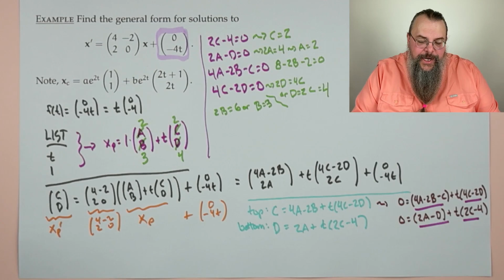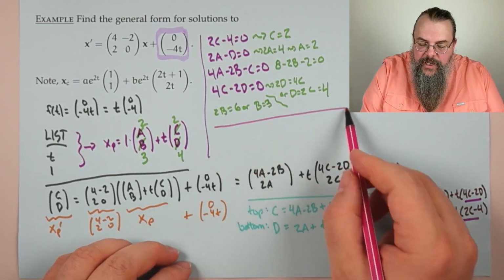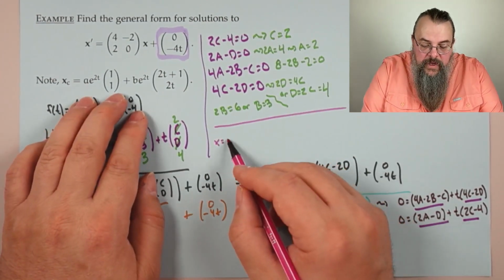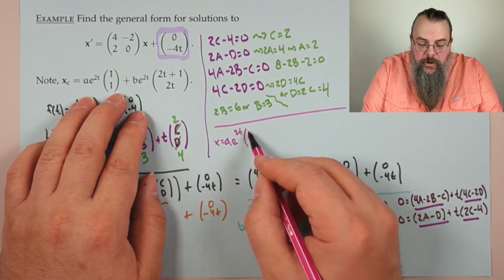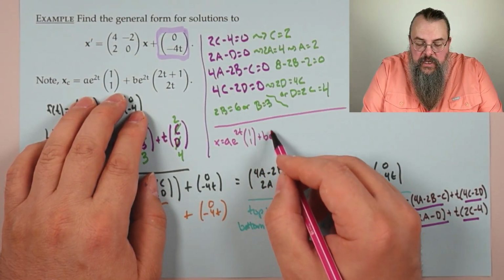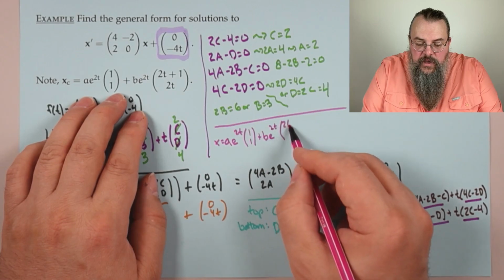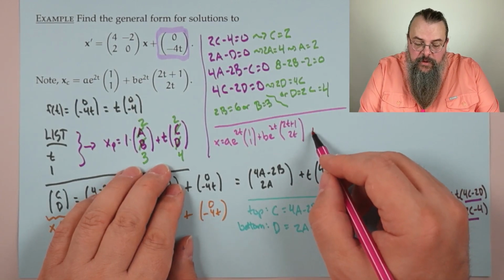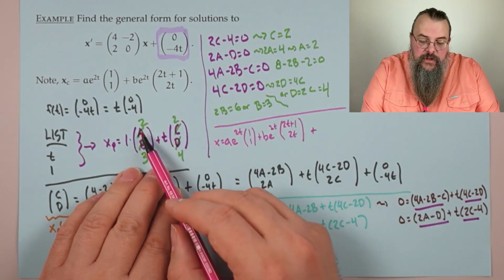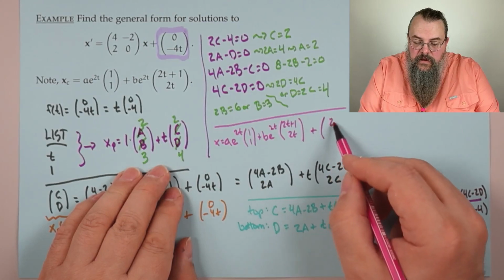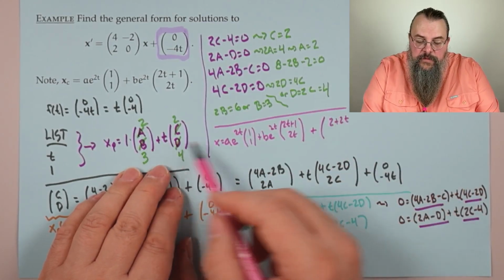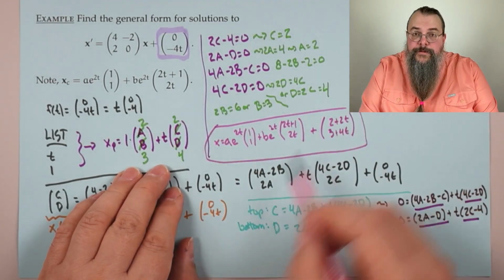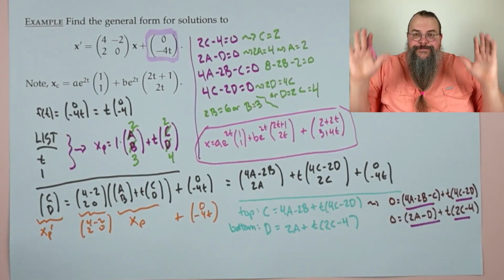Okay, all right, so let's put it all together. So we have that x is equal to our xc, a e to the 2t times (1, 1) plus b e to the 2t times (2t plus 1, 2t), then plus our xp, and we can even combine this together, (2 plus 2t, 3 plus 4t). And we're done. That's it. Woohoo!